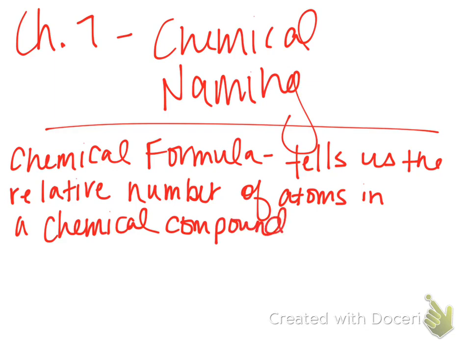All right, so Chapter 7 deals with chemical naming, and we're going to be able to take a chemical formula and build it and then name it. A chemical formula in and of itself is the relative number of atoms within a chemical compound. When I say it's the relative number of atoms, that tells us basically the ratio of carbon atoms to oxygen atoms, or sodium atoms to chloride atoms, or whatever. It tells us the ratio of those things, okay?